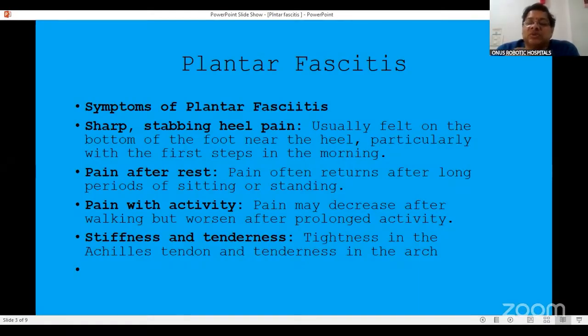Initially, you will not have so much pain. It is only a dull aching pain, but slowly it becomes very severe. Pain also comes with activity. Suppose you are playing cricket or any other game, you will have very severe pain while running and jumping. These are the activities which increase the pain. Also, you will have tightness in the Achilles tendon and tenderness in the arch, because whenever there is Achilles tendon tightness, you will have more stress on the plantar fascia and you will have plantar fasciitis.